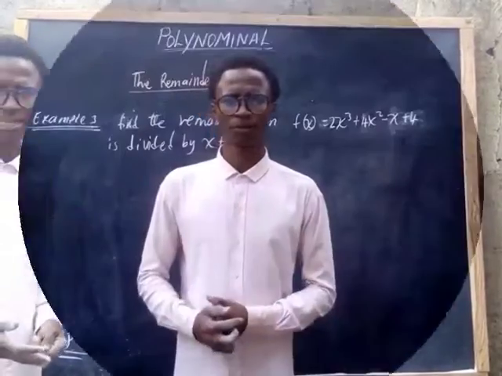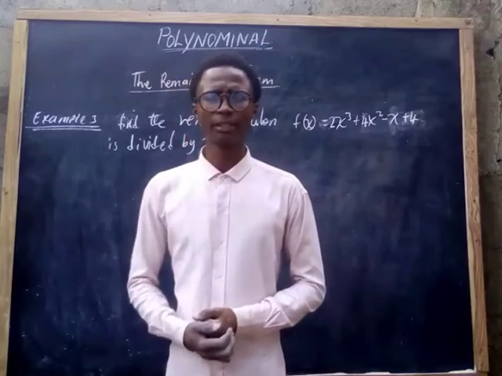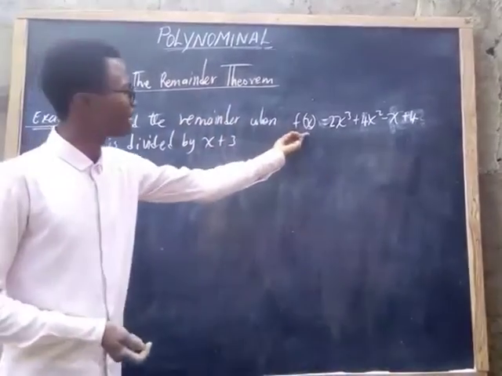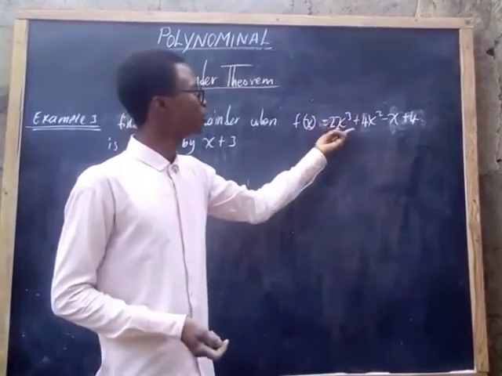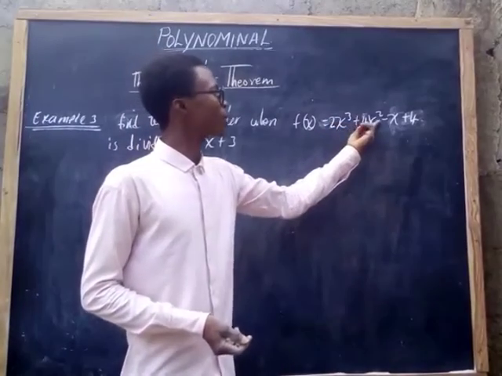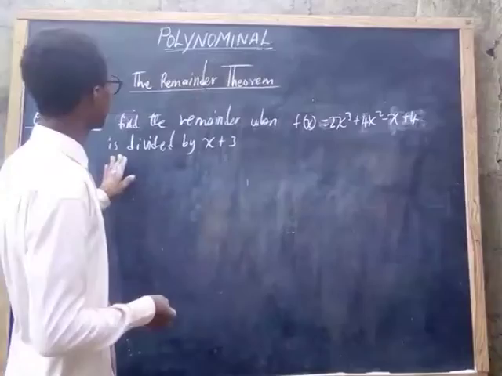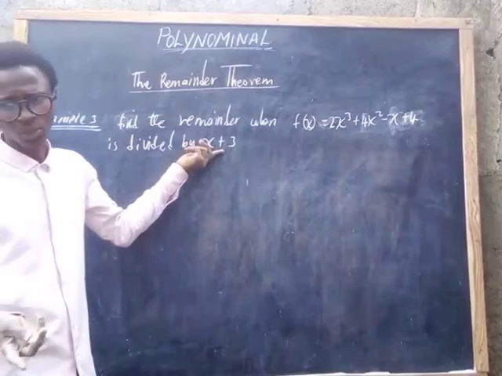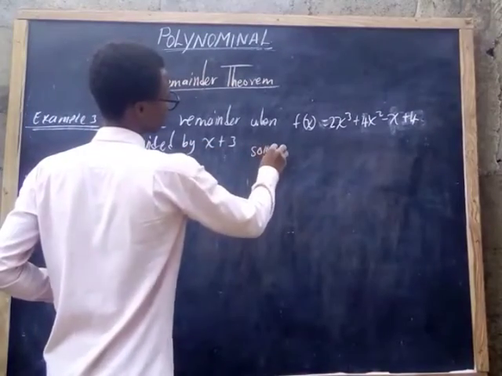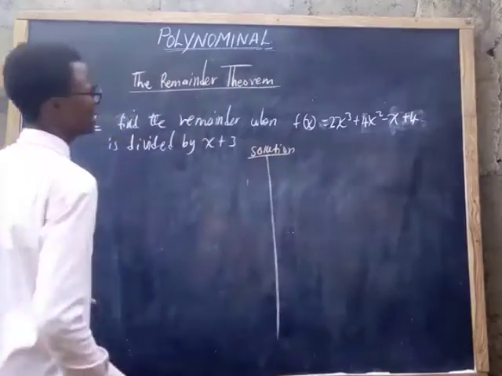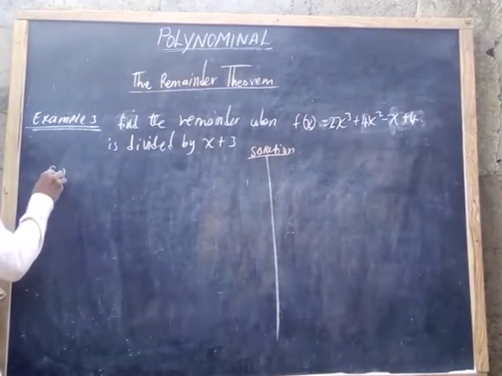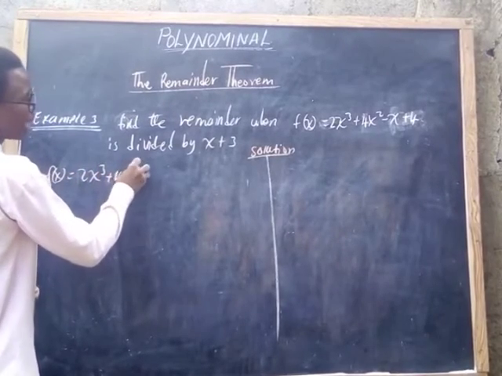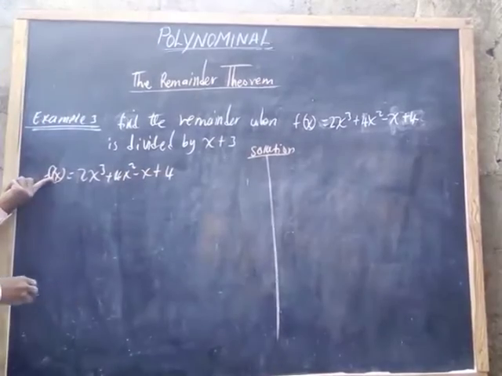I believe you understand. We move to example 3, which says find the remainder when f of x equals 2x cubed plus 4x squared minus x plus 4 is divided by x plus 3. Remember, you should always equate it to 0, right? Good. So say solution. Now we say what? f of x is equals to what? 2x cubed plus 4x squared minus x plus what? 4.